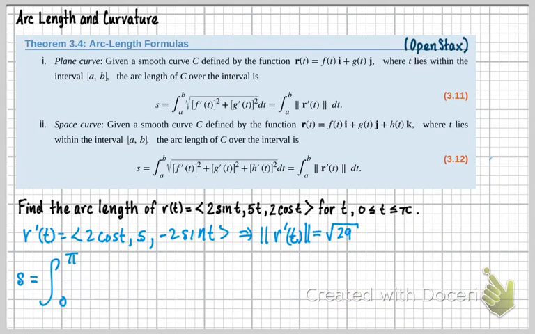So the integral from 0 to pi of square root of 29 dt equals square root of 29 t from 0 to pi. Now the 0 is just going to give me 0, so really I just have the square root of 29 pi. So there's the answer.